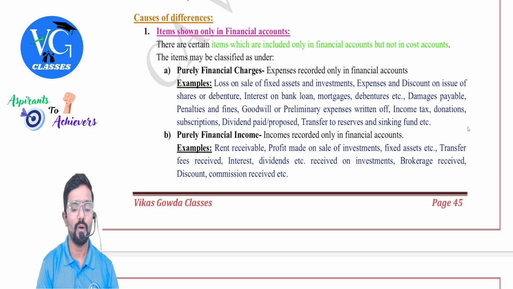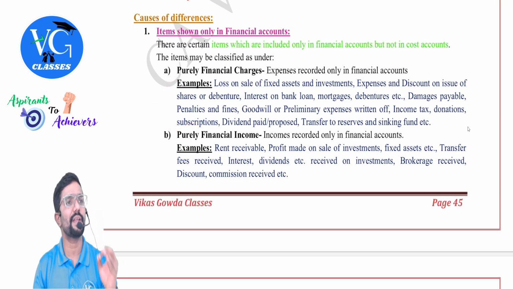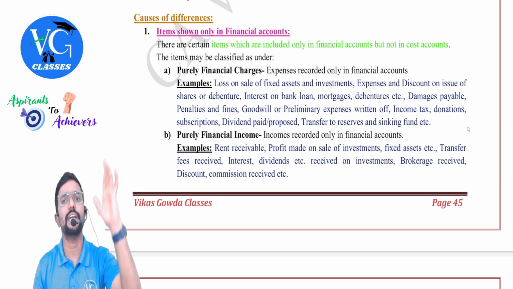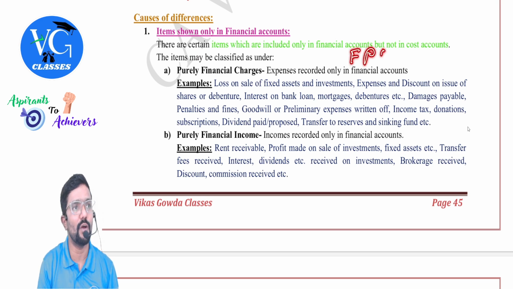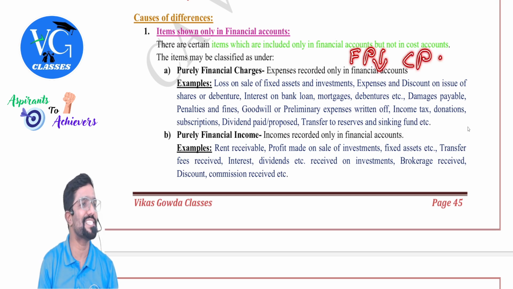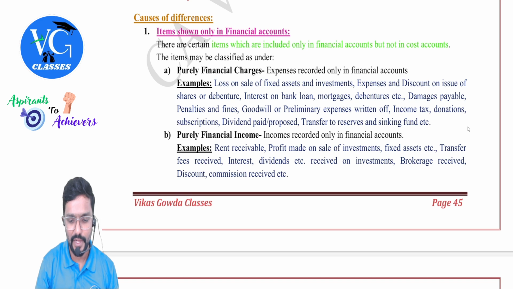Guys, if you observe, all these are expenses which we will record only in which books? Financial books. And it is an expense. Because of this, my financial profit will go up or go down? Go down. Whereas my costing profit, I have not at all recorded these items. So my costing profit would be the same. There is no change in it. Hope you're getting it. Okay, let me explain this.